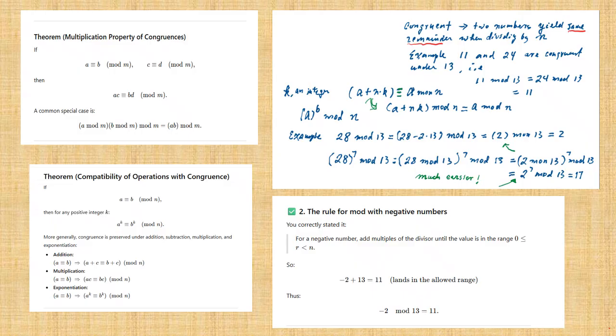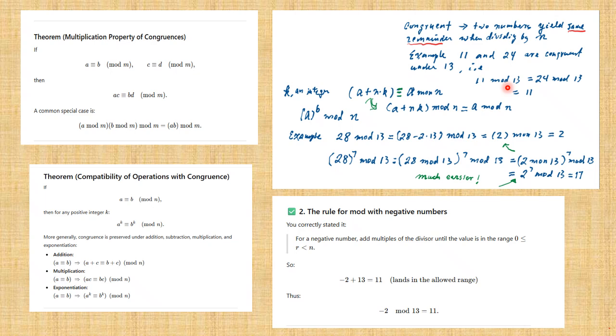So first of all, what does congruence actually mean? Let me remind you: two numbers are congruent if they have the same remainder. Simple: you divide, and they have the same remainder. So the two numbers are congruent under n. For example, 11 and 24 are congruent under 13, which means if you take mod 13 of 11 and of 24, they both give 11. So these two are congruent.